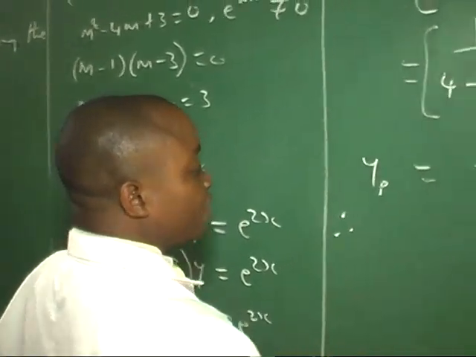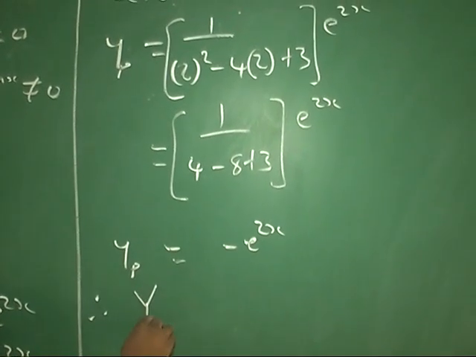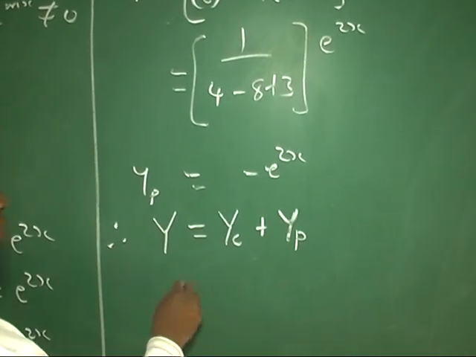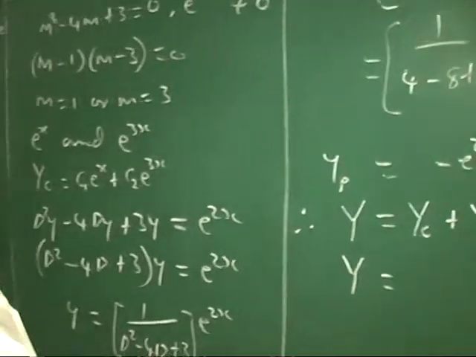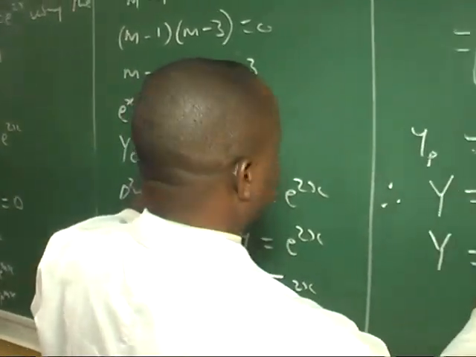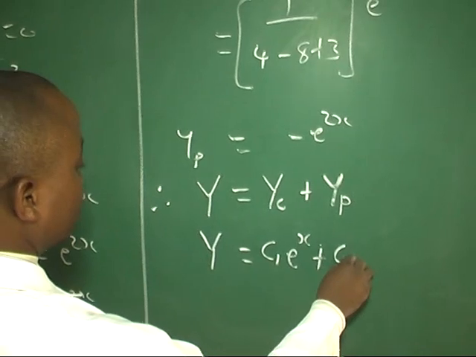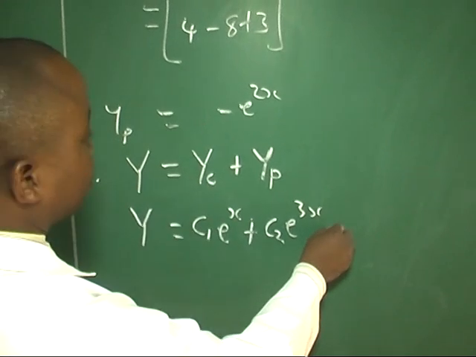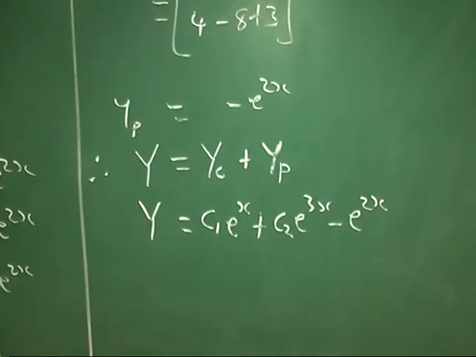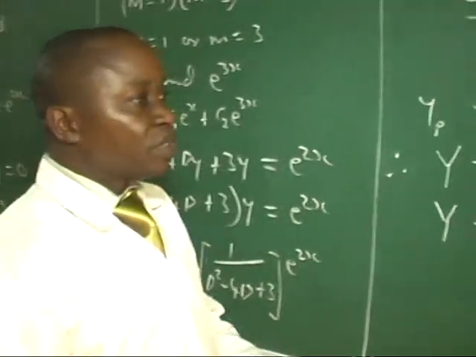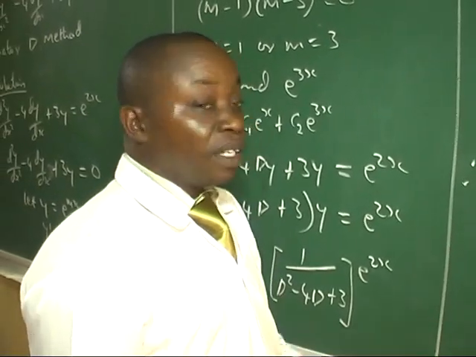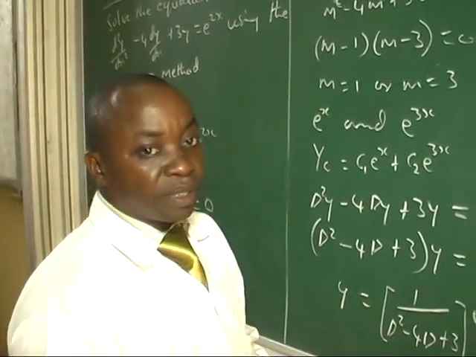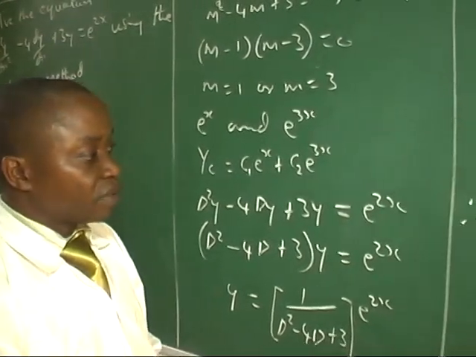Therefore, the general solution y is equal to yc plus yp. So the general solution will become c1 exponential x plus c2 exponential 3x, then we have the yp side, which is minus exponential 2x. In fact, you can use it to solve plenty of differential equations, but we don't have much time for now, so you apply it using the different theorems that we have done so that you can solve other ones. Okay.